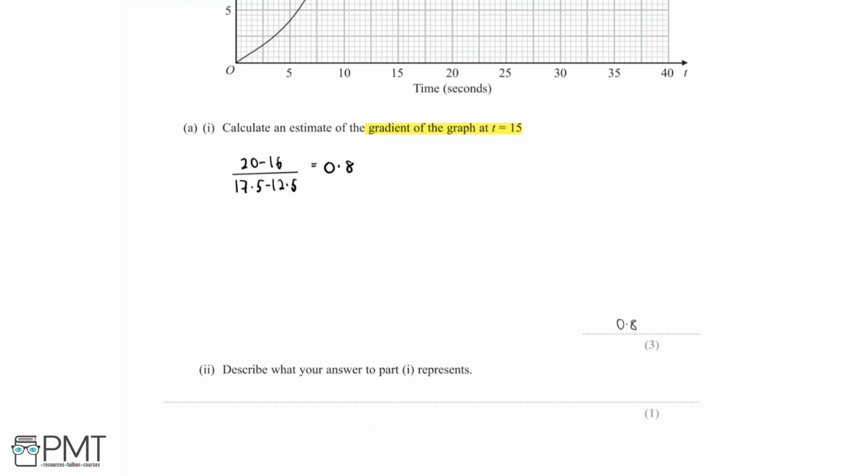Now in the second part of part A, we need to describe what our answer to part I represents. Well, the gradient is equal to the change in y divided by the change in x. We have speed on the y-axis and time on the x-axis. And so we can think of the gradient as the unit on the y-axis divided by the unit on the x-axis. Well, we know that the change in speed divided by the change in time is equal to the acceleration, and so we can say that the gradient of this graph represents the acceleration.